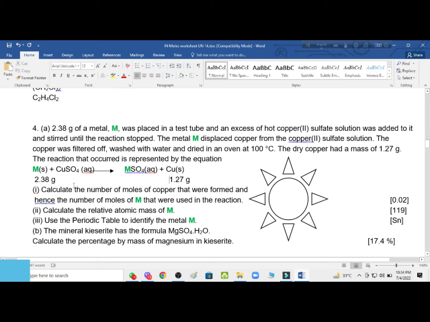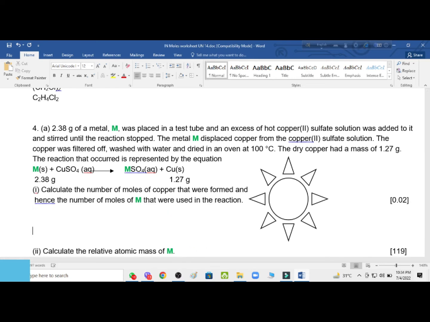Now get this. Calculate the number of moles of copper that was formed. So this is the first part of the calculation. Question 1. Mass of copper. Mole of copper, right? What is there? 1.27, and this needs to be divided by the molar mass of copper. What's the molar mass of copper? 60, maybe 63.5 or 4. What do you get?